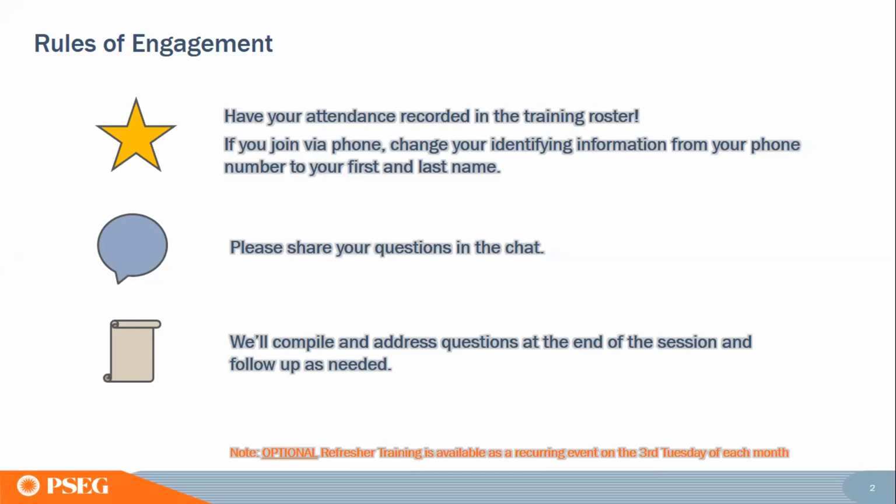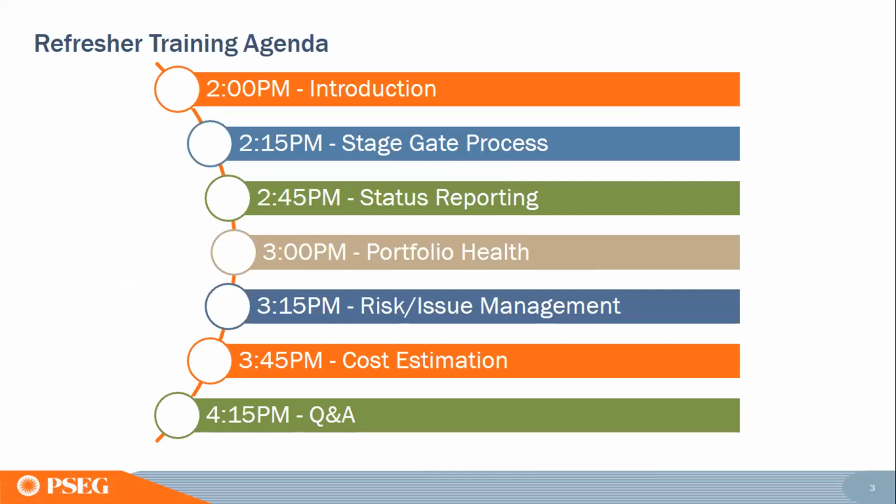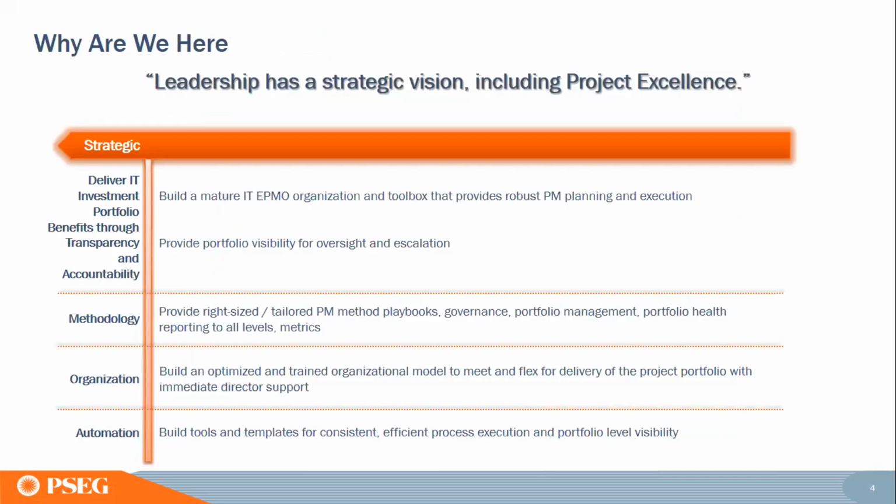The next topic is we want to cover the refresher course in the following sections. The first one, introduction, as I'm going through now. Then a little bit of stage gate process overview. Then we will try to understand status reporting, portfolio health, risk and issue management, cost estimations, and then we will leave the floor open for a Q&A session and any deep dive or any topics. Sounds good? Okay, so let's get started quickly.